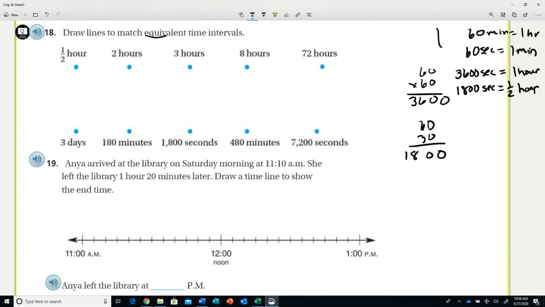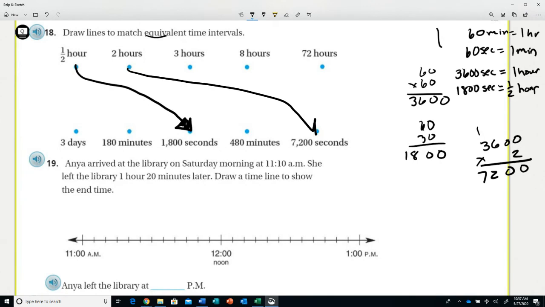Let's see how this helps us. See, I kind of knew that was coming. A half an hour is 1,800 seconds. 2 hours. 2 times 60 is 120 minutes. You don't have 120 minutes, but you might possibly have 3,600 seconds times 2. What do you know? 2 hours is 7,200 seconds. 3 hours is 180 minutes.